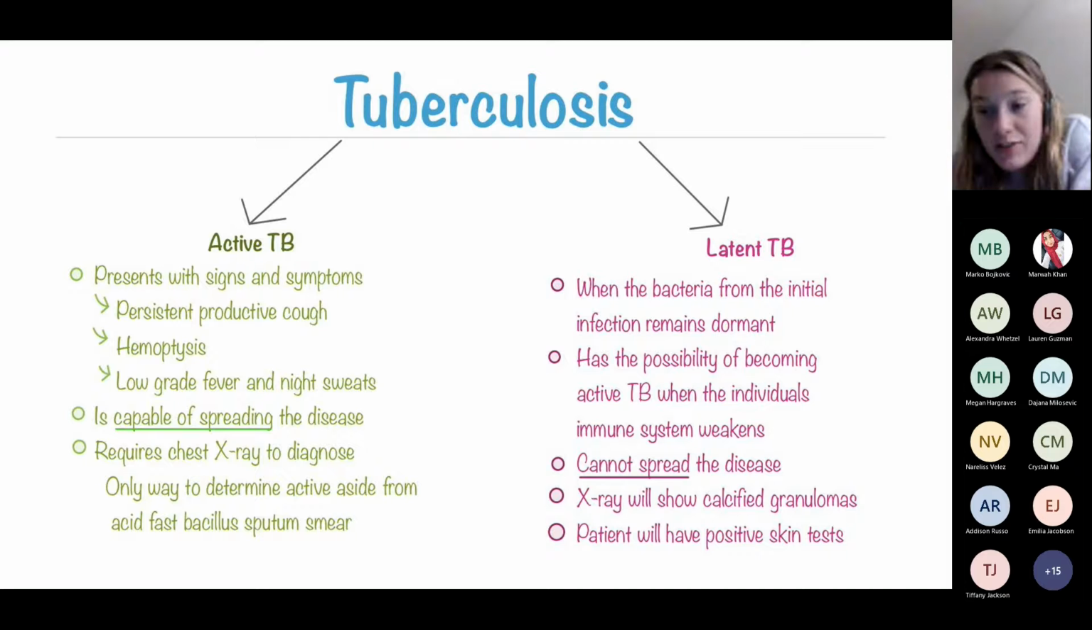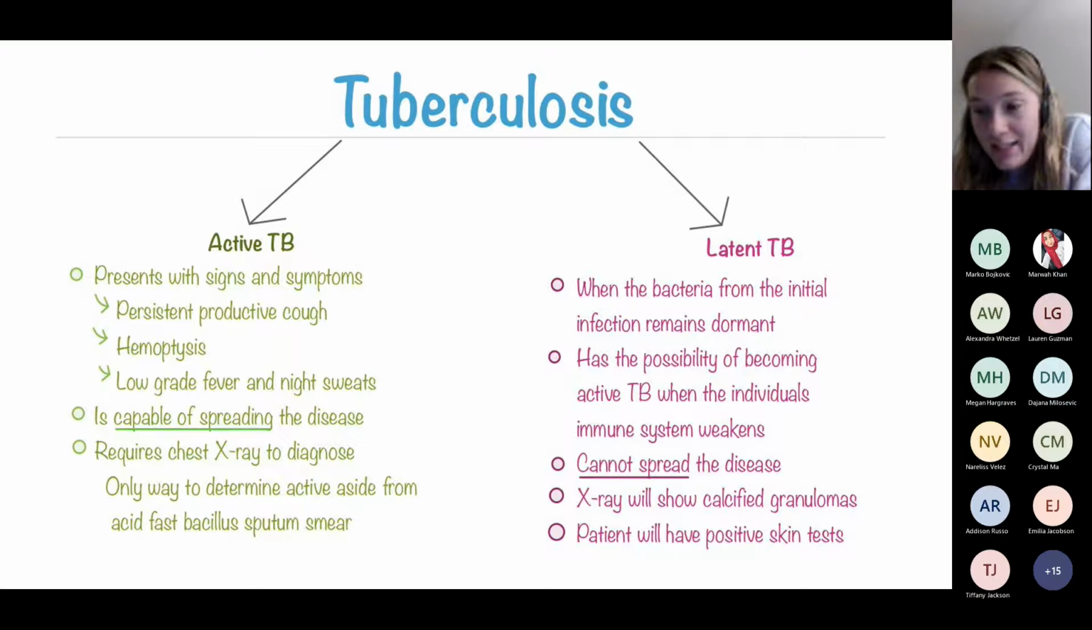So if someone has active TB, this is when they are capable of spreading the disease. They're also going to have more signs and symptoms associated, especially with those night sweats, hemoptysis, that's kind of that pink frothy sputum, that persistent productive cough. Basically, if they're exhibiting TB symptoms, it's probably active TB. In order to diagnose, we do need a chest x-ray.